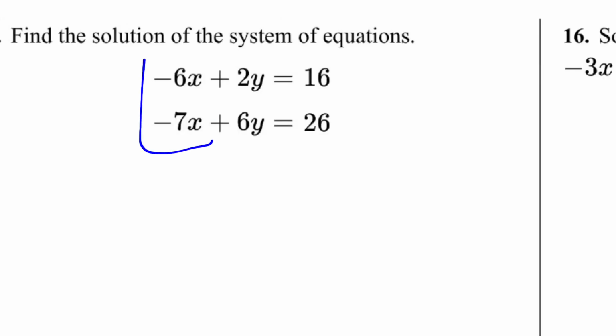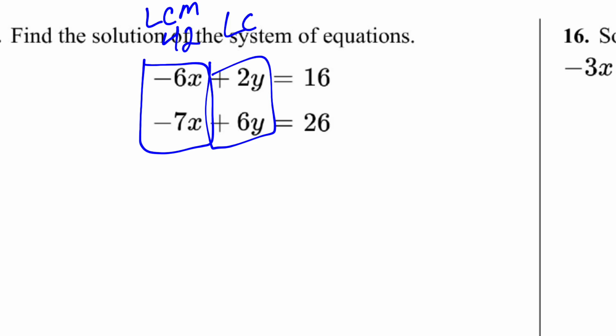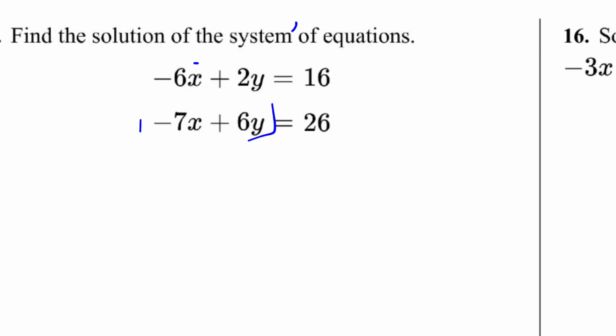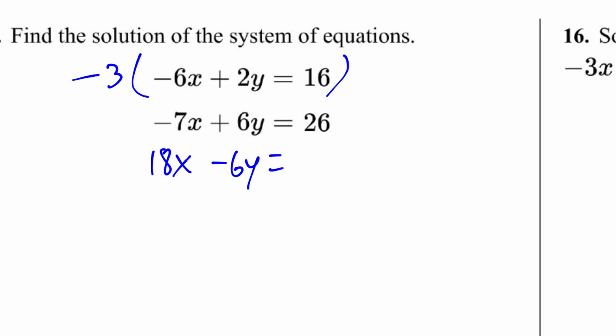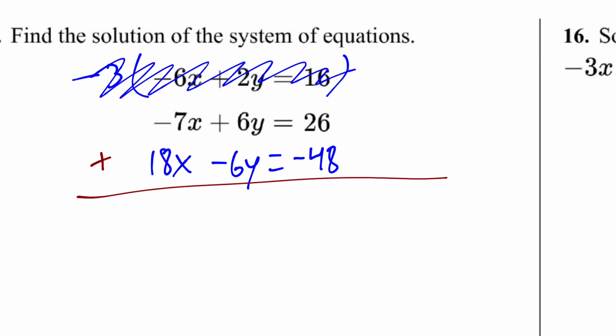This one, if I try to do that with 6 and 7, my least common multiple is 42. That's really big. But if I try it here, my least common multiple is 6, and that's a little bit easier to do. I only have to multiply one of them instead of both of them. So that's what I'm going to do here. How do I get from 2 to 6? I multiply by 3. And since I want it to be plus and minus, I'm going to put a minus here. This means I have 18x minus 6y is equal to negative 48. And I can cross out the original one, and now I'm going to add straight down all three columns.